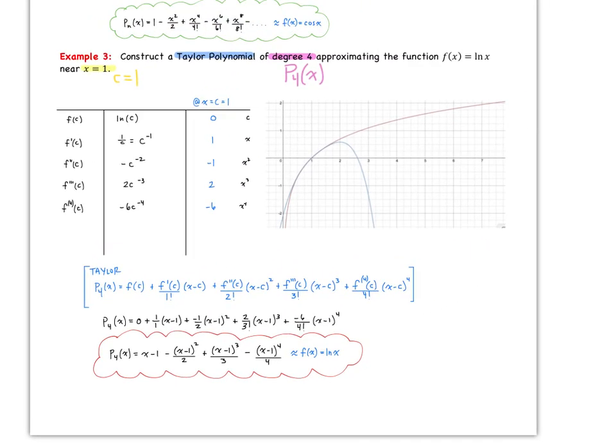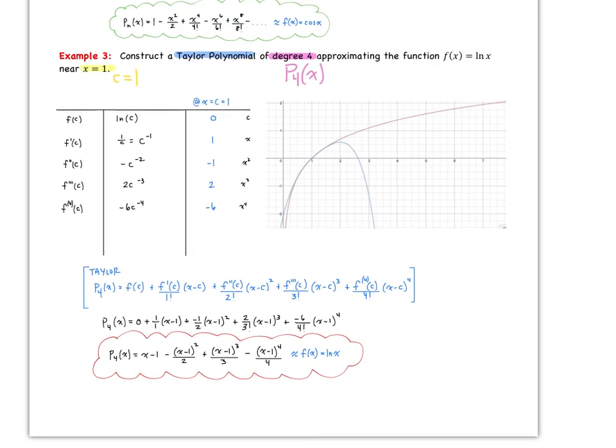So what we're getting here is our red graph here is ln of x. And as we continue to add more terms, so this is the fourth degree polynomial, you can see at x equals 1, we're pretty accurate.